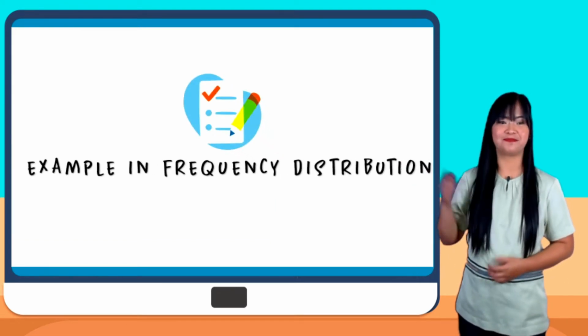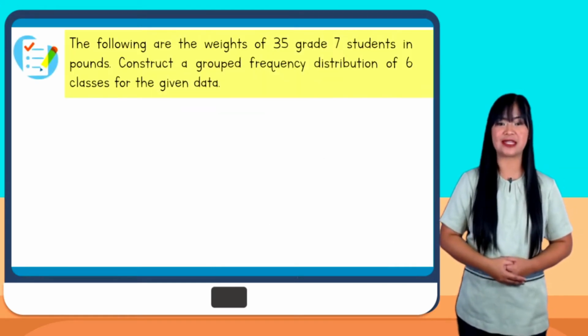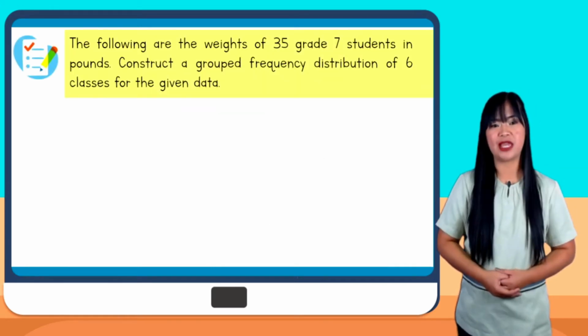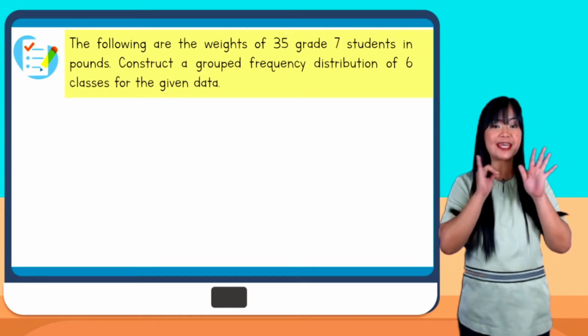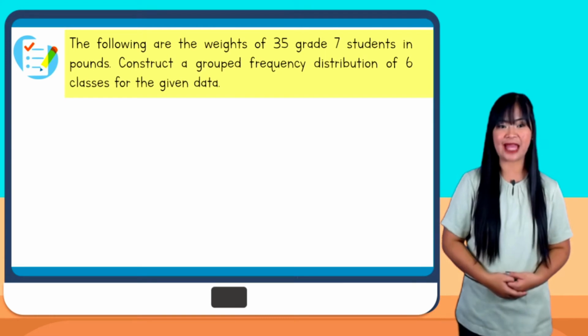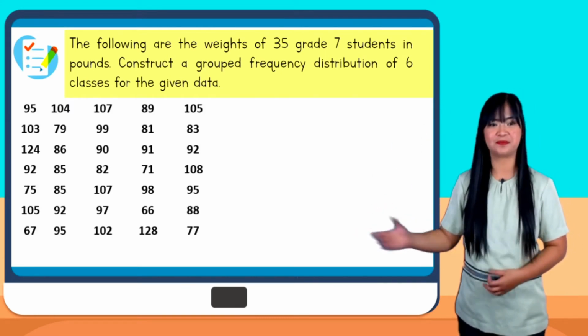The following are the measures of weight of grade 7 students in pounds. Construct a group frequency distribution of 6 classes for the given data. So, here's the data that we are going to use.